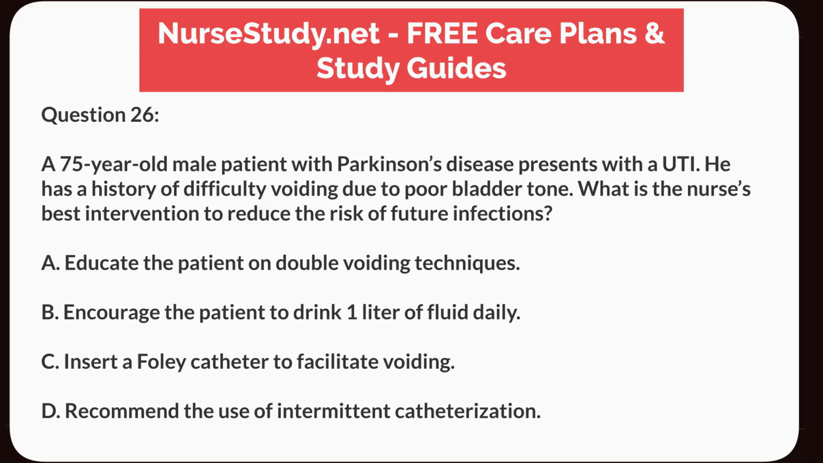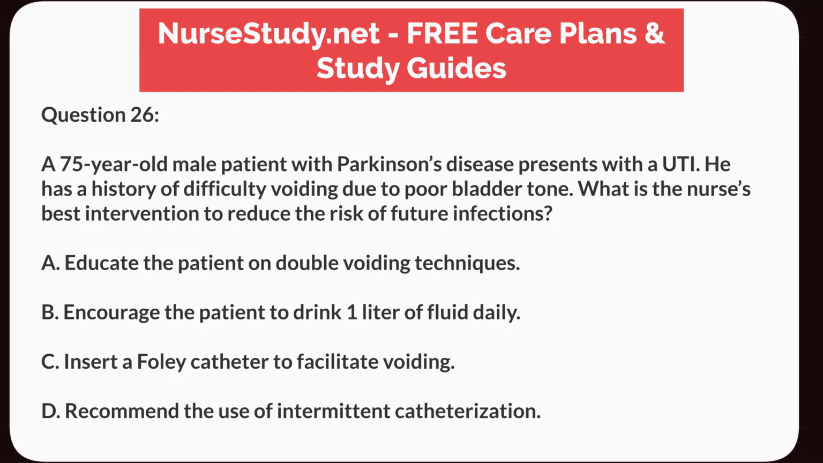He has a history of difficulty voiding due to poor bladder tone. What is the nurse's best intervention to reduce the risk of future infections? A. Educate the patient on double voiding techniques. B. Encourage the patient to drink 1 liter of fluid daily. C. Insert a Foley catheter to facilitate voiding. D.